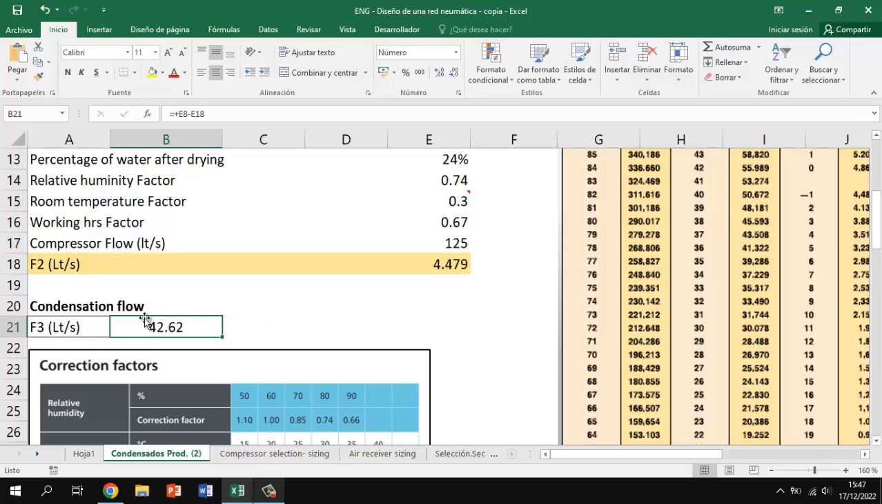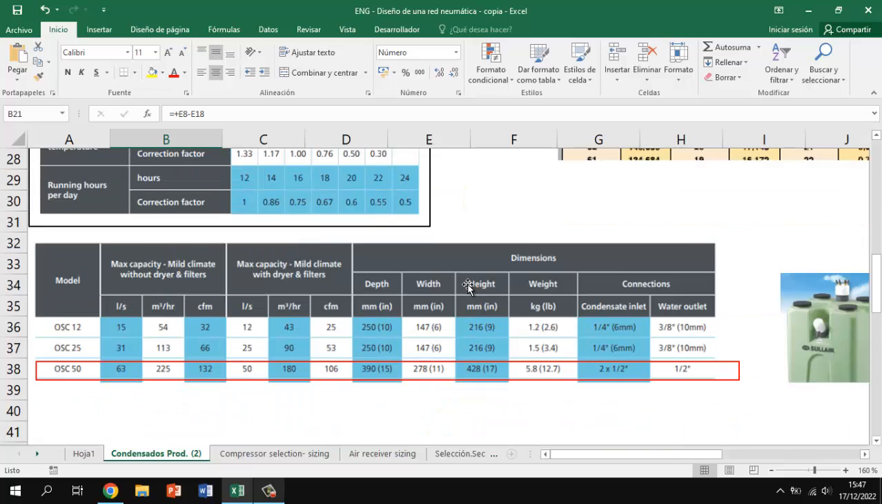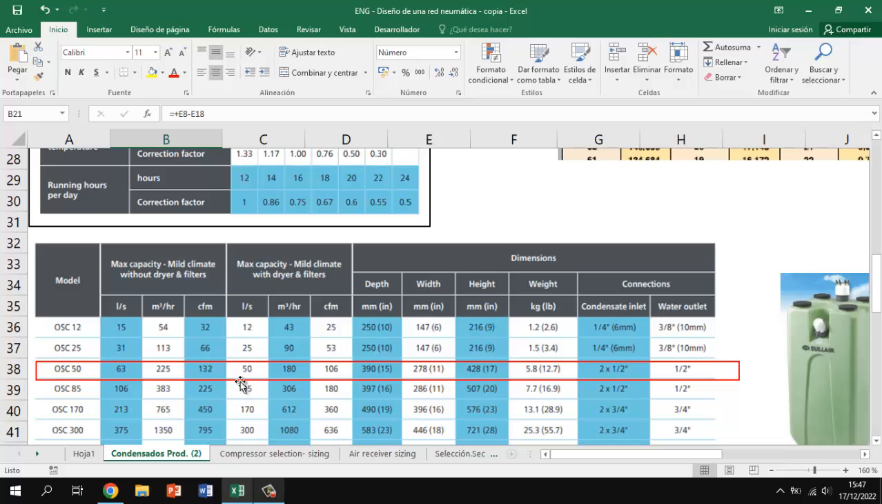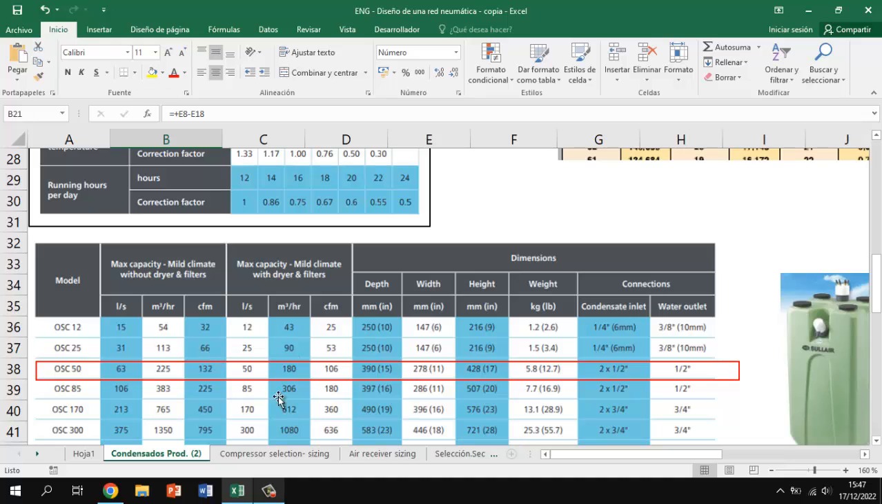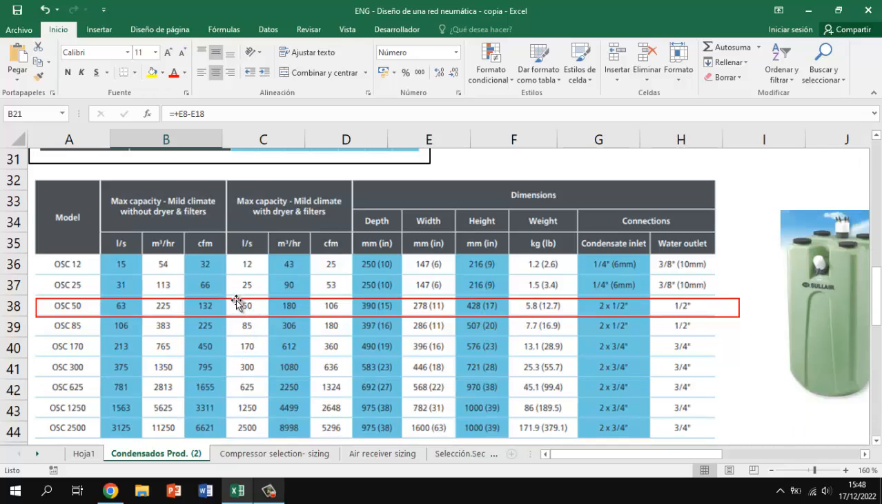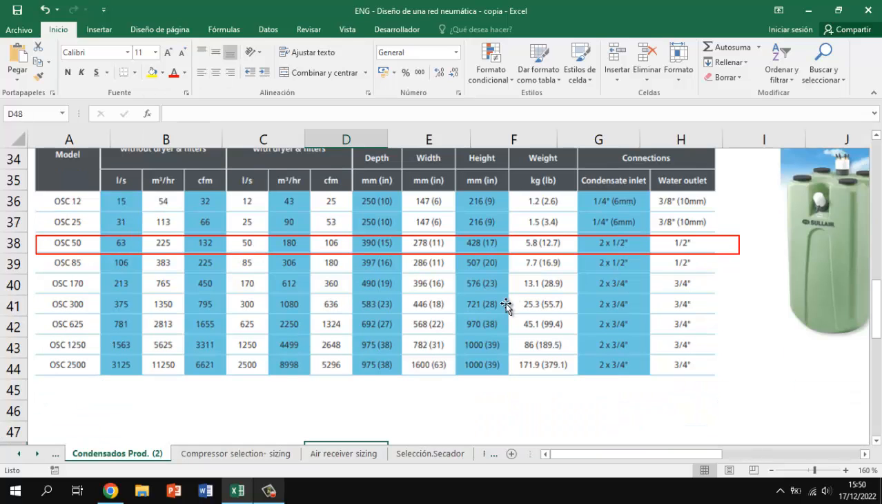With this number, you should now select your water oil separator. This is a table, and we are at 43 liters per second. So you should go to the next one up. In this case, you have 25 liters per second, and the next one is 50 liters per second. So you should select it, in this case the model OSC 50. This is the water oil separator that you should select.